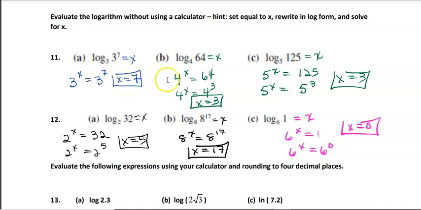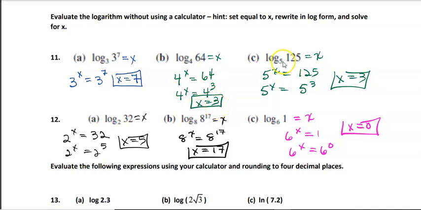Okay, B. 4 to the x equals 64. Remember, your job is to solve for x this time, so I can't leave it like that. Change 64 to 4 raised to the 3rd power. Now you have the uniqueness property. The bases are the same. Set your x equal to 3, and you are done.